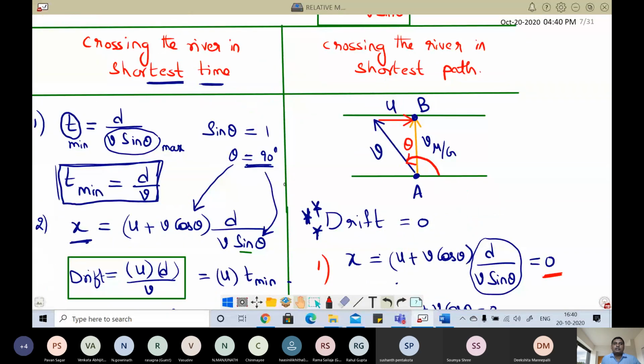In case of shortest time, time is equal to D by V, and drift is equal to time into river velocity. You can remember it like that. And if you want to remember minimum time, it is the width of the river by man's effort. That way you will not get confused about the symbols. Minimum time is equal to width of the river by man's effort. Drift is equal to minimum time into river velocity.